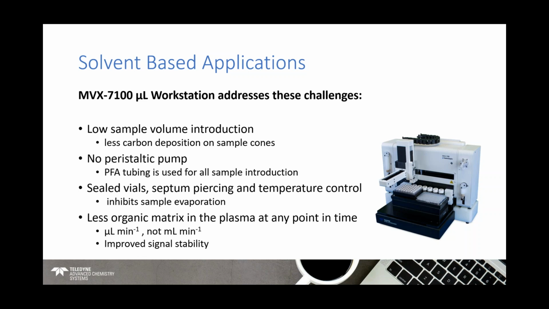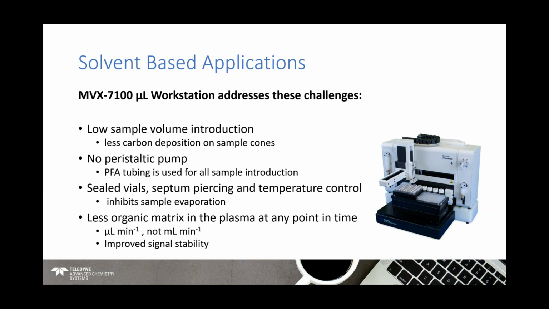One is that they'll last longer, so you don't have to take them out and clean them or replace them. So there's a cost implication there, a cost saving implication. There's no peristaltic pump tubing associated with the sample introduction process. It's all PFA tubing, so it's more resistant to those two organic solvents if you want to analyze them in a concentrated form. You could use sealed vials, so the VT54 type vials with septum piercing, or temperature control, or both of those, and that will then inhibit sample evaporation, so you're improving the robustness of your batch analysis.